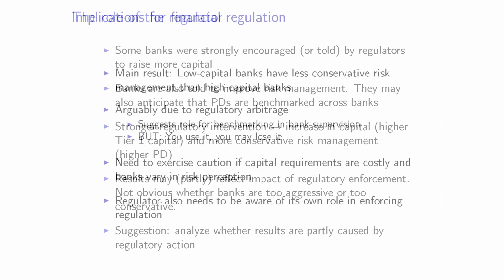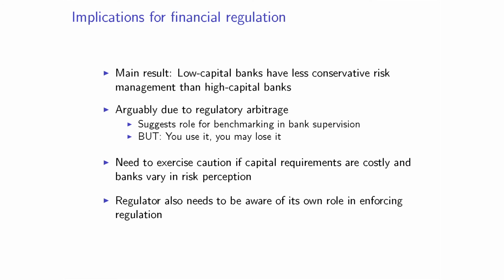So let me conclude. The main result, which is very robust and very nice, is that low capital banks have less conservative risk management than high capital banks. So they report more aggressive estimates in terms of risk. Arguably, I think that's due to regulatory arbitrage. It suggests this role for benchmarking in bank supervision, but obviously you have to be careful. The moment you use it, you may lose it.